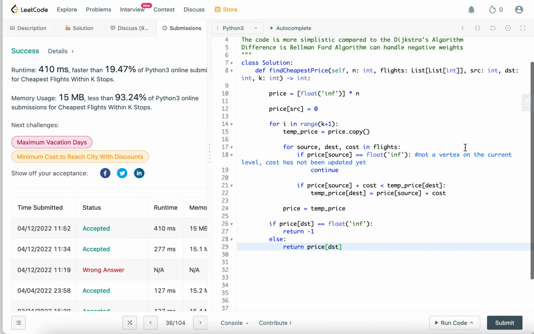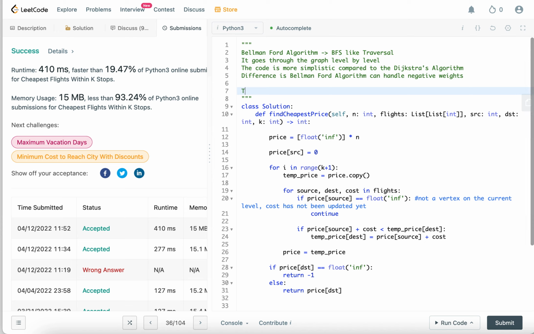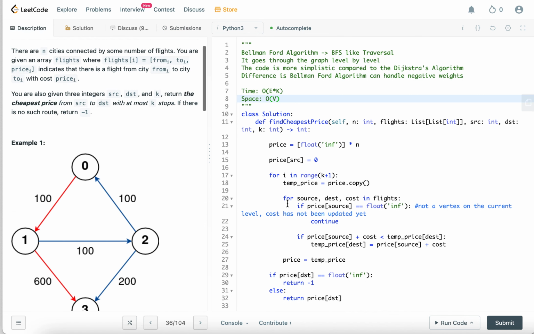Yeah, so this is how we would solve this using Bellman-Ford. It's a much simpler solution compared to Dijkstra's algorithm, although it might be a little bit confusing because this is not the usual BFS way to do it. The time complexity of this would just be big O of edges times K, the number of steps limiting us. And the space would be the number of vertices, because that's what's occupied by our price list.